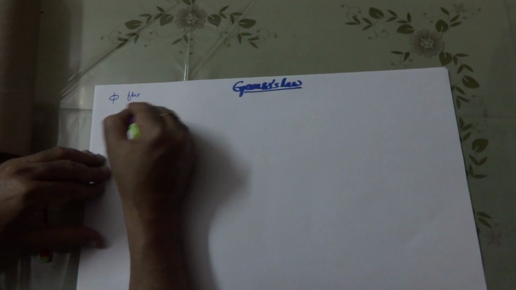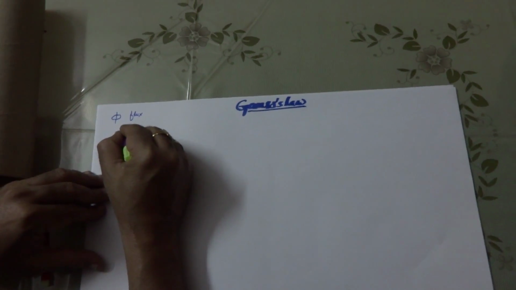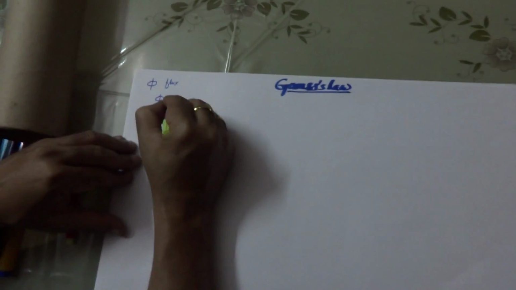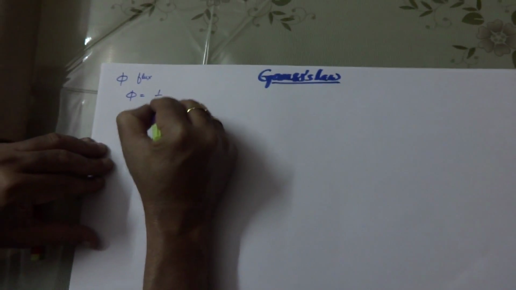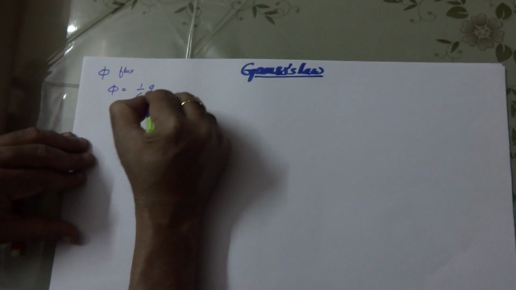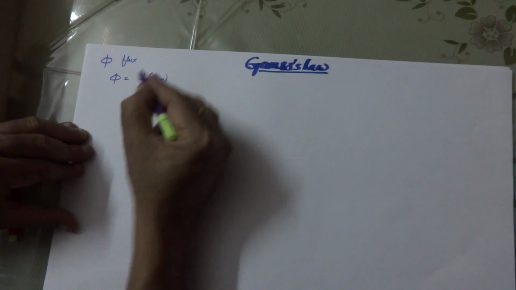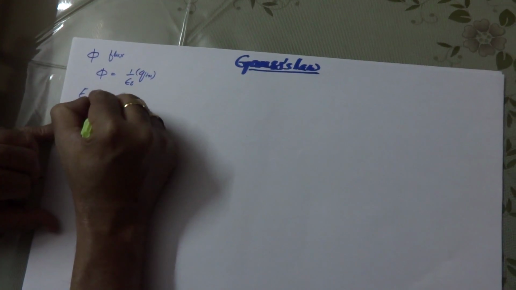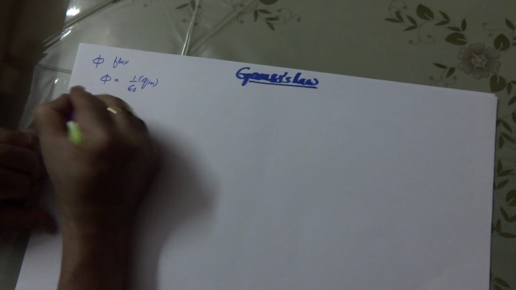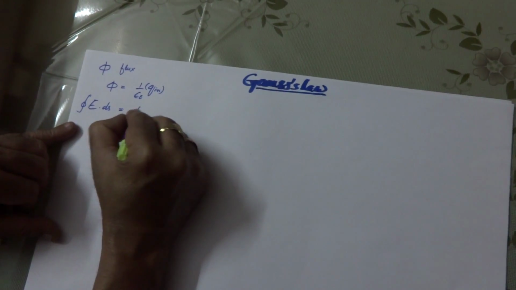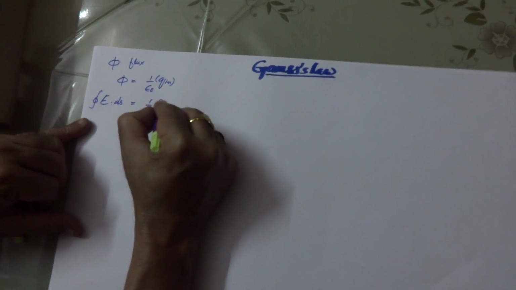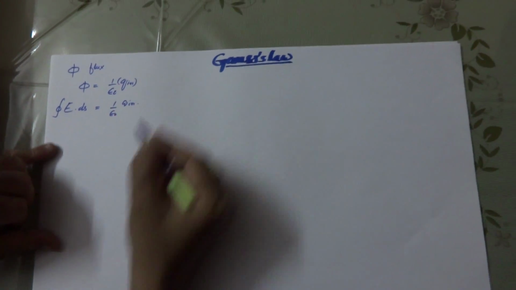That is, if you write the mathematical formula, the flux is 1 by epsilon naught times q enclosed, or q in, or integral over E dot ds is equal to 1 by epsilon naught times q in.